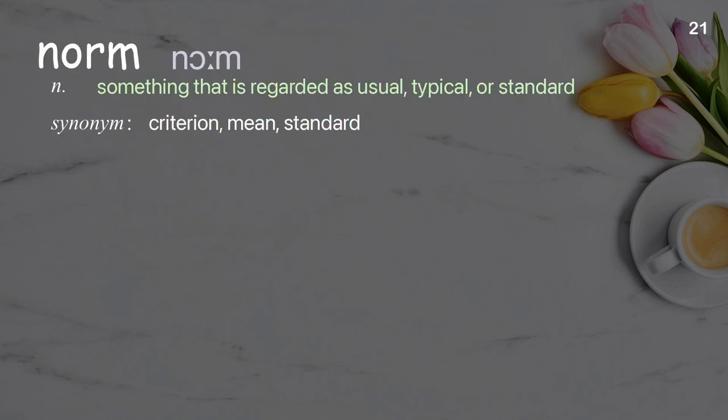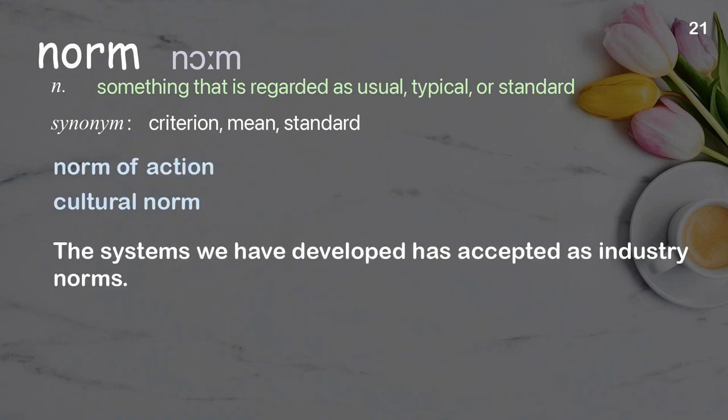Norm. Something that is regarded as usual, typical, or standard. Examples. Norm of action. Cultural norm. The systems we have developed have accepted as industry norms.